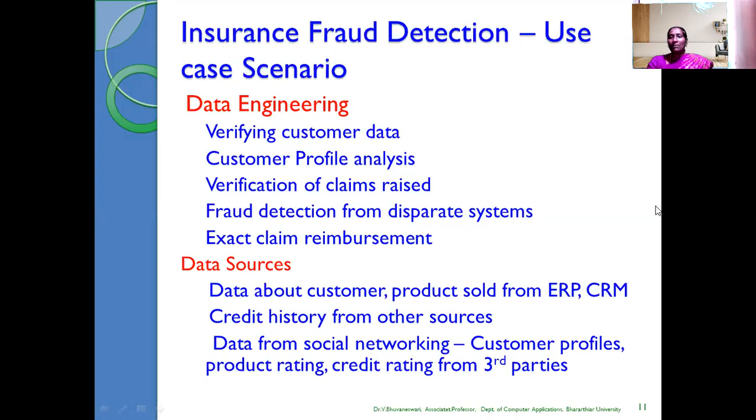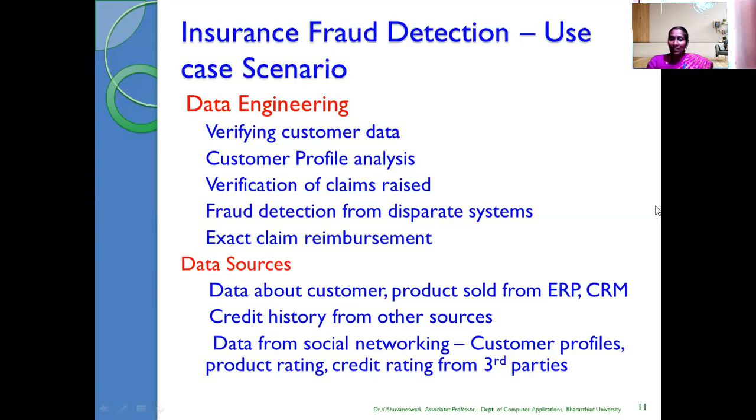Credit history from other sources, right? What is our credit history? Normally CIBIL gives us our credit history. What is our financial transaction? What is the strength of the financial transaction of the customer before we go in for any loan? That is again very important for the insurance sector also. So data about customers, the products being sold, the different policies, come from enterprise resource management, and the services, how the customers pay, inquiries that have been made, come from CRM systems.